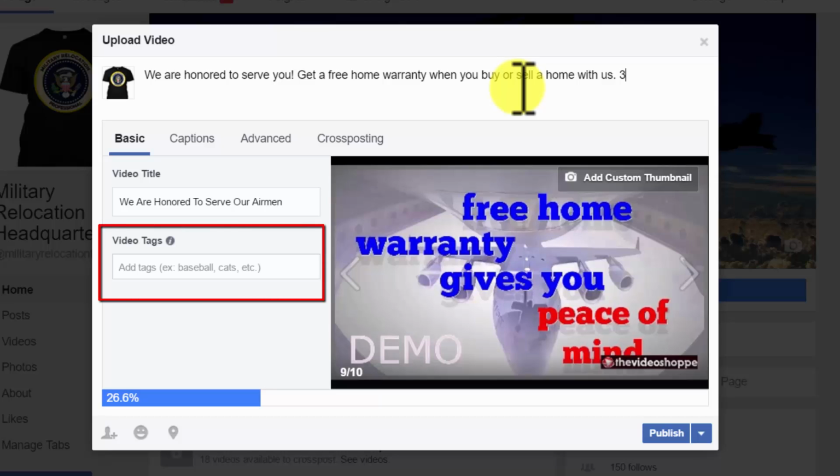Now this is the section here, video tags, that we're going to concentrate on to find the real estate agents to work with. Facebook will let us insert 8 tags. These are tags that will help Facebook identify people in our market area who should be looking at this video. So you may have seen my previous video where I talked about reaching out to military people, to active military and veterans in your market area.